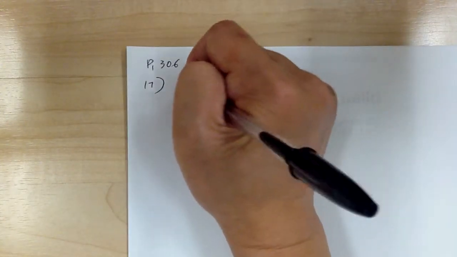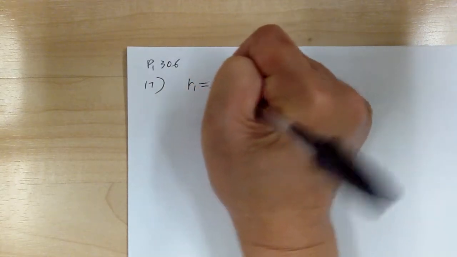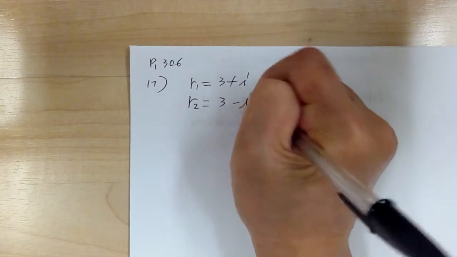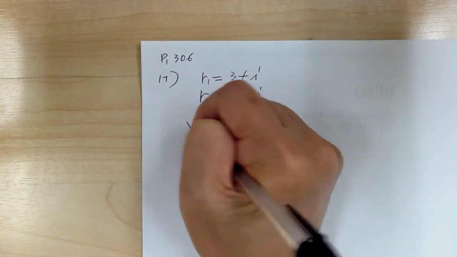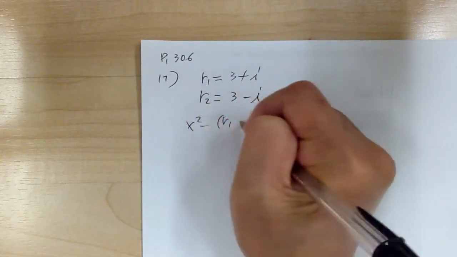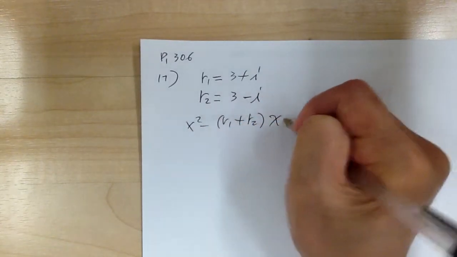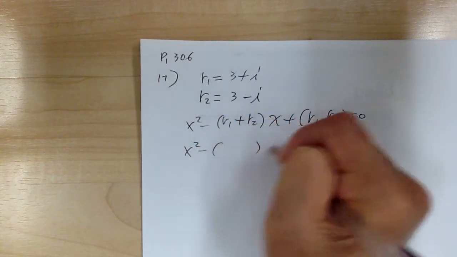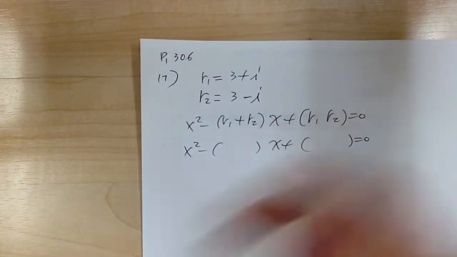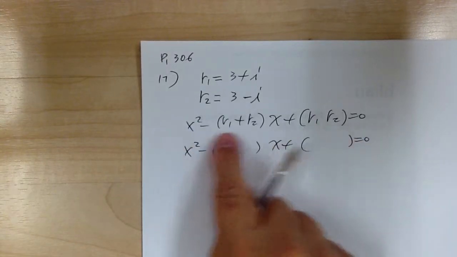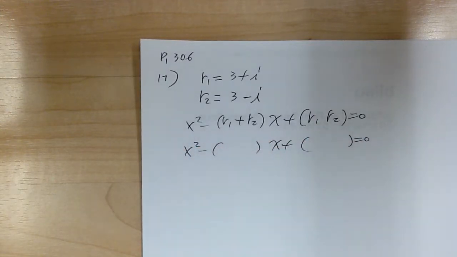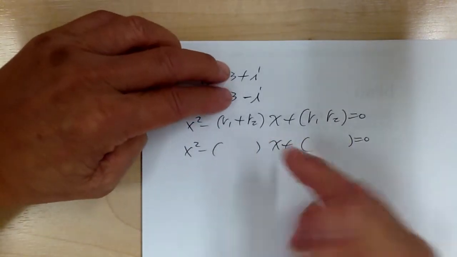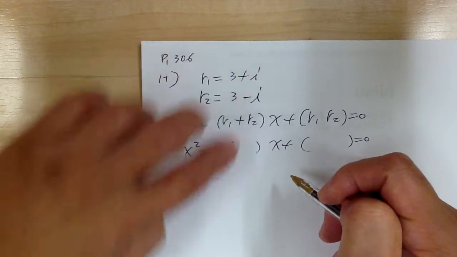Okay, so 17, you have R1 equal to 3 plus i, R2 equal to 3 minus i. Okay, so you can get your equation. Get your template ready. Again, you always write down your formula so you can show people what you're doing, right? Okay, so when you add, 3 plus 3 gives me 6, and plus i minus i cancel out.